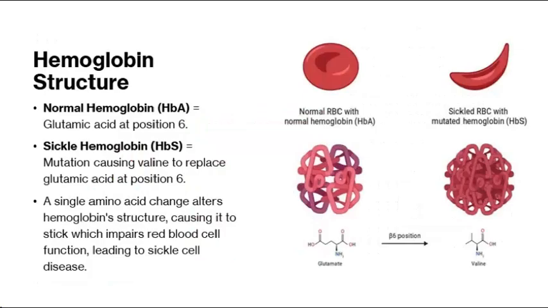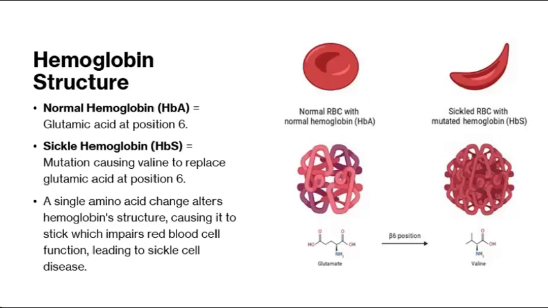Normal hemoglobin, called HbA, has a specific amino acid, glutamic acid, at position 6 on the beta chain. This amino acid is hydrophilic, meaning it interacts well with water and helps hemoglobin stay dissolved in red blood cells. In sickle cell disease, a mutation replaces glutamic acid with valine. Valine is hydrophobic, so instead of interacting with water, it creates a sticky patch on the hemoglobin molecule.